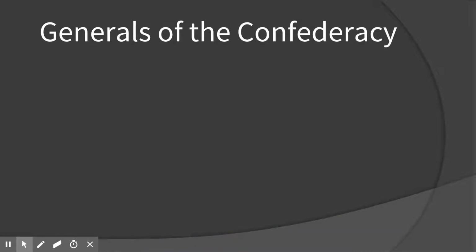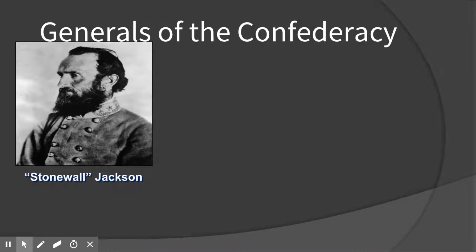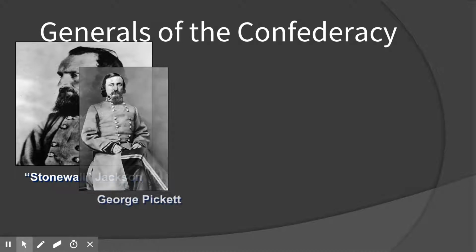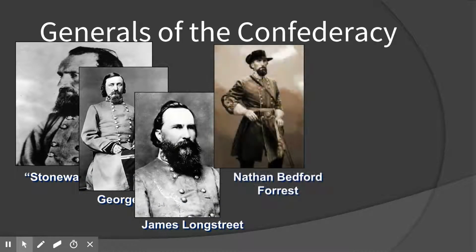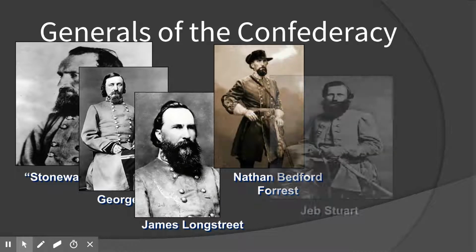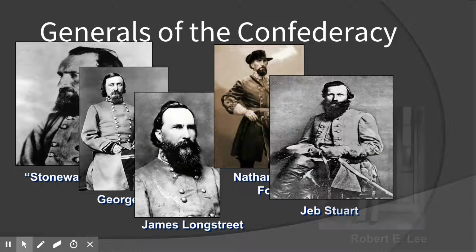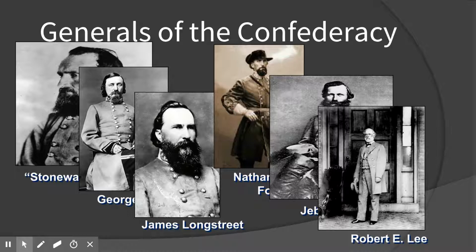Joseph Hooker, George Meade, McClellan again, and the most well-known one, and another future president, Ulysses S. Grant. The generals of the Confederacy, we have Stonewall Jackson, George Pickett, James Longstreet, Nathan Bedford Forrest, Jeb Stuart, and Robert E. Lee. Notice that they all have pretty cool facial hair.